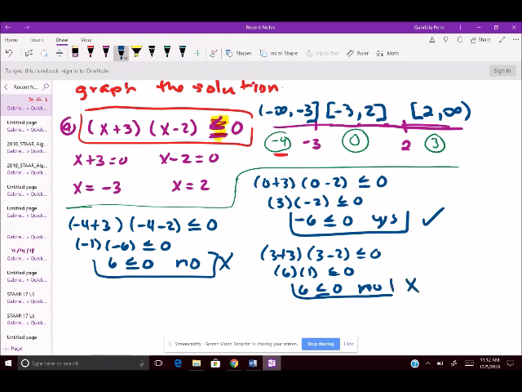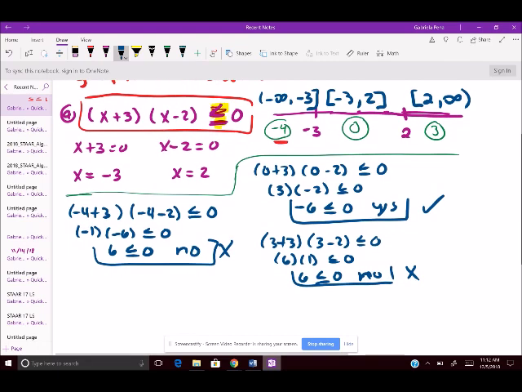So this is not part of my answer. The only point that worked was who? 0. And 0 is part of which of these? -3 to 2. So what is my answer going to be? My answer is -3, 2.